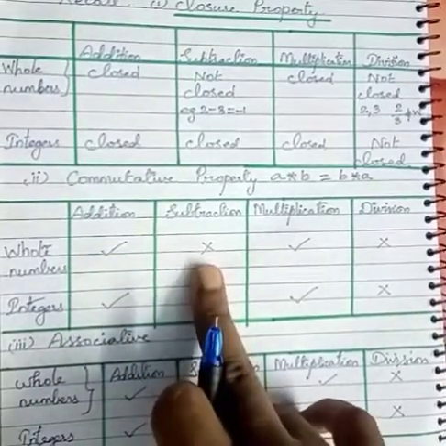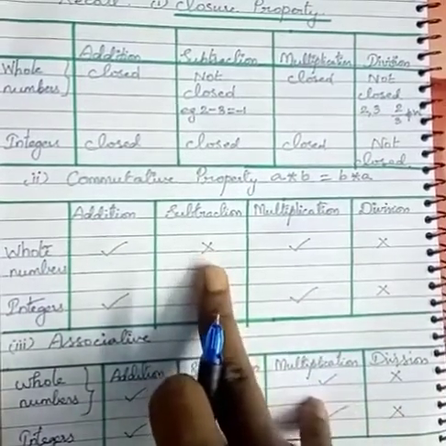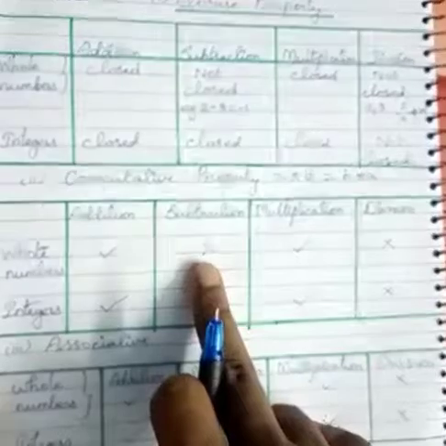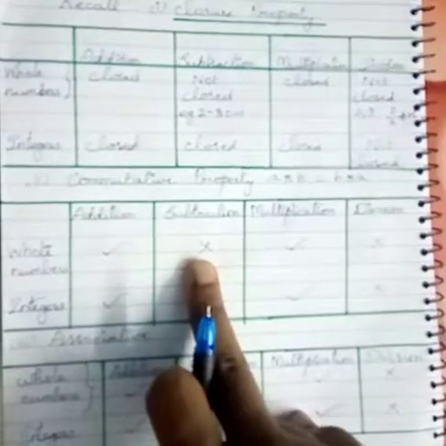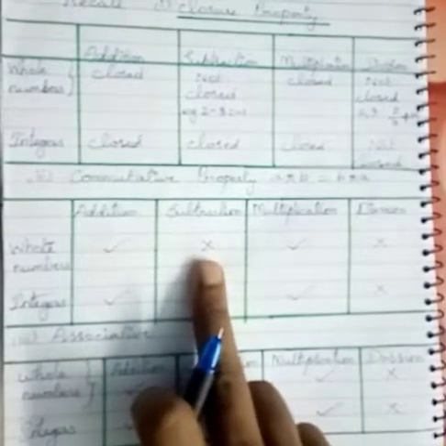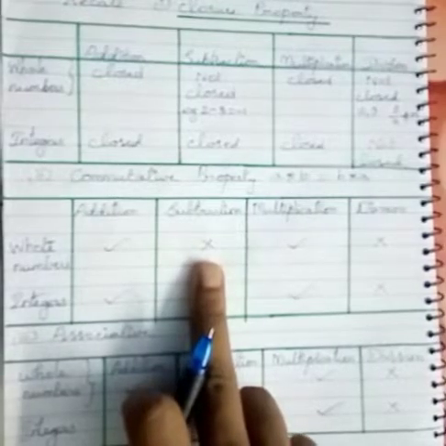But when you come to subtraction, whole numbers do not satisfy the commutative property. That means subtraction is not satisfying the commutative property. Can you imagine two whole numbers, for example 4 and 5? When you subtract 4 from 5, we get 1. But when you subtract 5 from 4, what we get is 4 minus 5, which is minus 1. So 5 minus 4 is 1, and 4 minus 5 is minus 1. They are not equal.